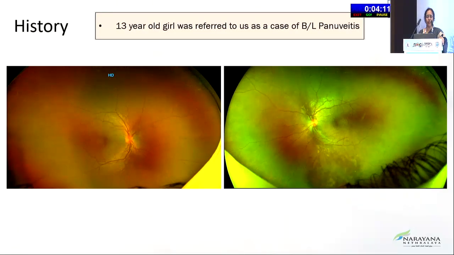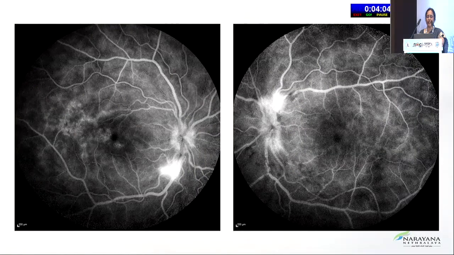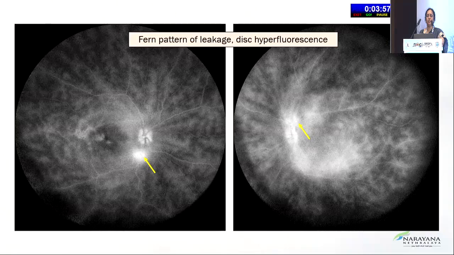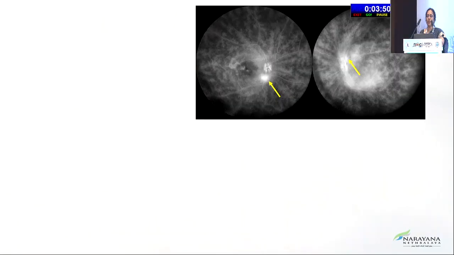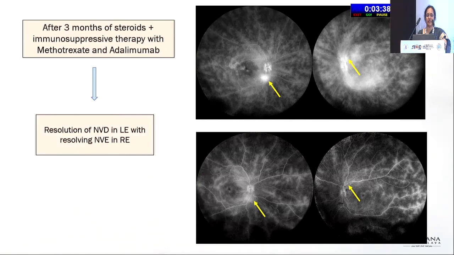Next case is a 13-year-old girl referred as a case of bilateral panuveitis, where we could see neovascularization on the disc in the left eye. Here we see the disc leak, diffuse perivascular leak with neovascularization, a pattern of leakage with disc hyperfluorescence, diagnosed as Behçet's uveitis. This child received systemic steroids, immunosuppressive therapy with methotrexate and injection adalimumab, following which we could see the resolution of the inflammation and disappearance of the new vessels in both eyes.